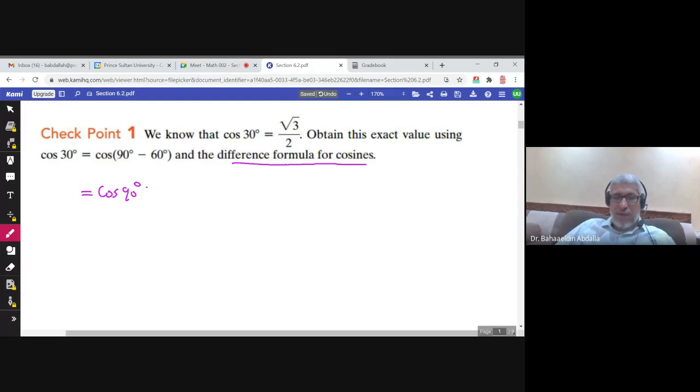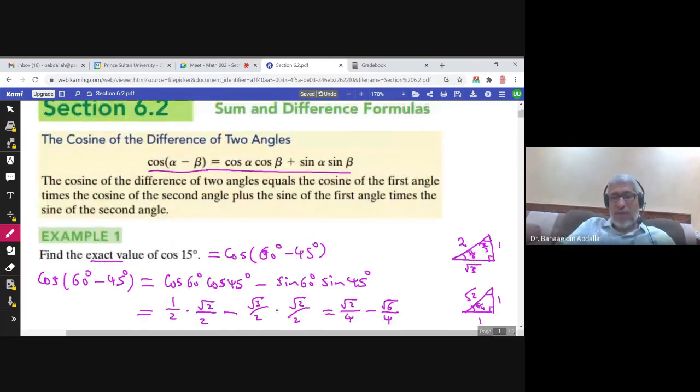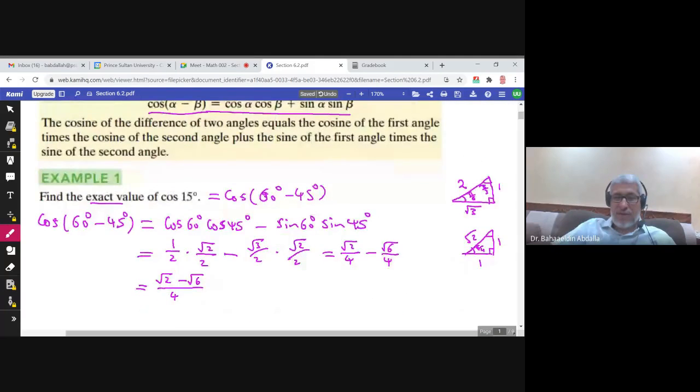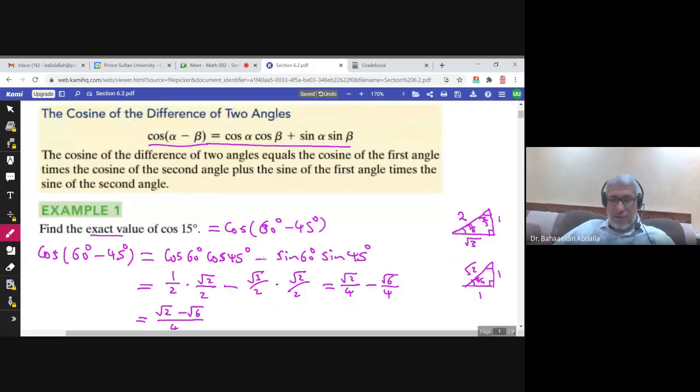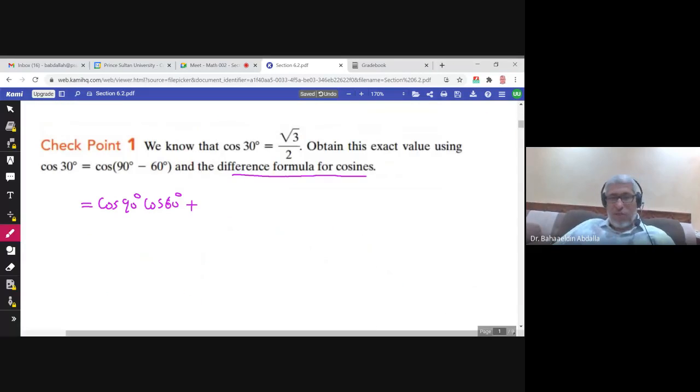Cosine plus, the formula is plus, not minus. So there is a mistake here. This is a plus, this is a plus, this is a plus, and here you have plus. Remember, in the formula minus, and here you have plus, opposite sign. So cosine 90 minus 60 would be cosine 90 times cosine 60 plus sine 90 times sine 60.